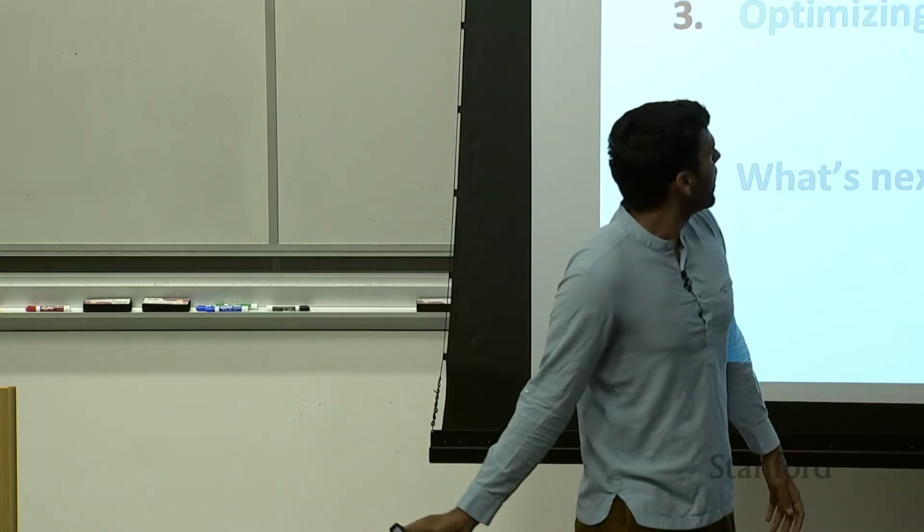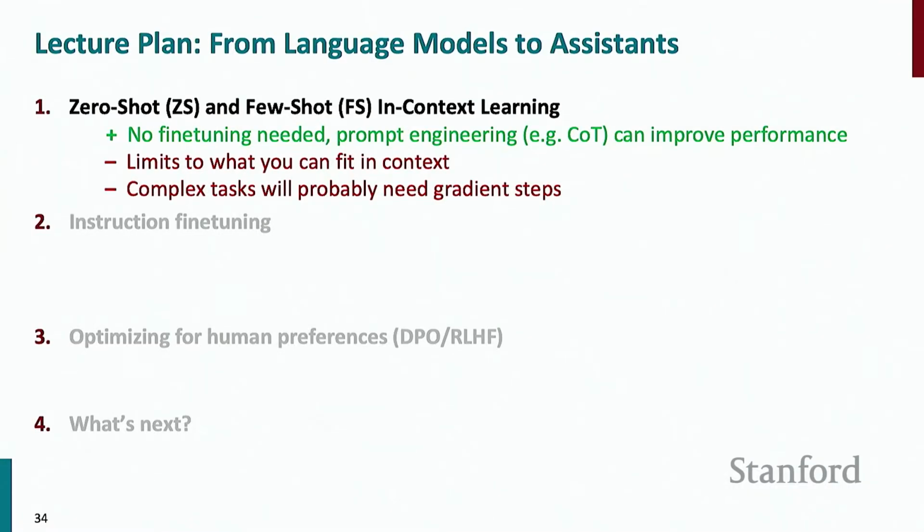But the downside is that there's only so much you can fit into context. This might not be very true anymore. Models are becoming increasingly larger in context, but it's still somewhat unsatisfactory to think you have to trick the model into doing your task rather than it just doing the task you wanted it to do. And going forward, you probably still want to fine-tune these models for more and more complex tasks. And that's where we're going to go next.